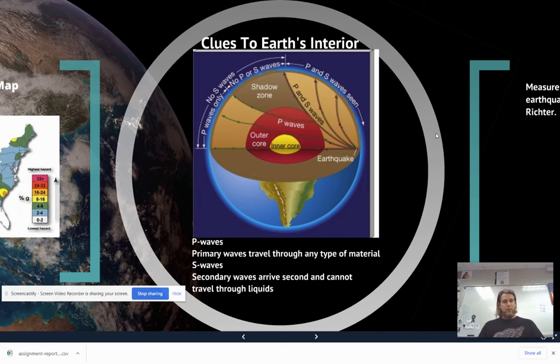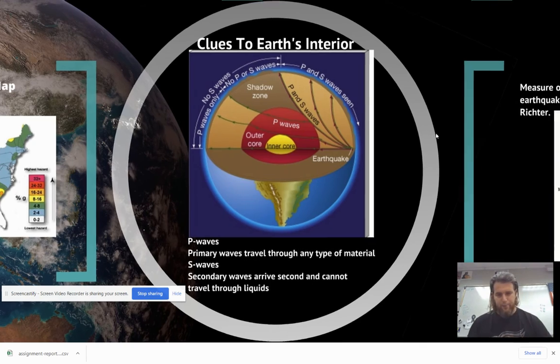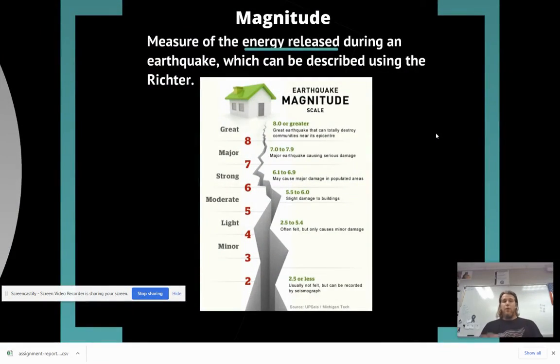And so that was a cool way for them to understand, okay, we've got a liquid outer core that might be causing these convection cycles, which lead to plate tectonics. It all ties together. And so, other ways that we have of determining the magnitude: the measure of the energy released during an earthquake, which can be described using the Richter scale, is what's called the magnitude. So that's the measure of the energy that's released. So if you hear, oh, was it 6.2?